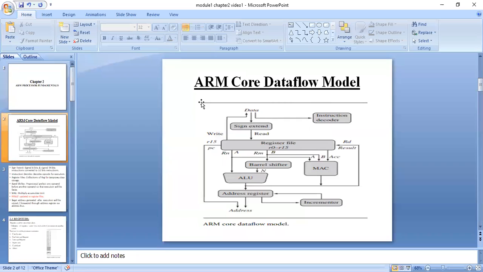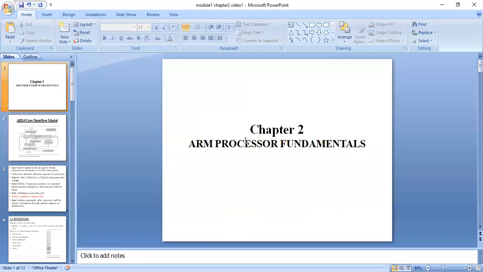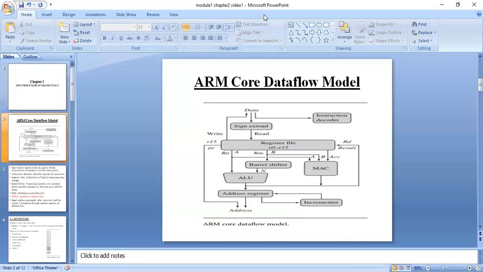Okay, so let's start. One more question for you. Is the screen visible to you, in which I have drawn a diagram? Please do reply, Shivraj or Santosh, is the diagram visible here? This one, the ARM core data flow model. Yes, okay, fine.